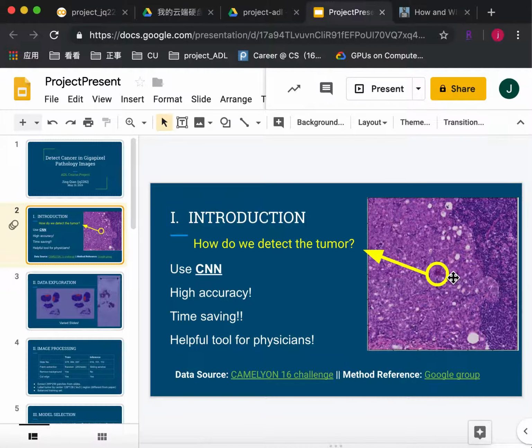The benefit of using CNN is that it has a high accuracy. It is time saving once you have a well trained model. It is very helpful for the physicians. In this project, I used slides from the Camelyon16 challenge and took the Google group paper as reference.